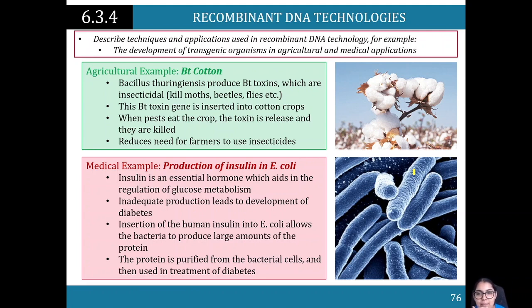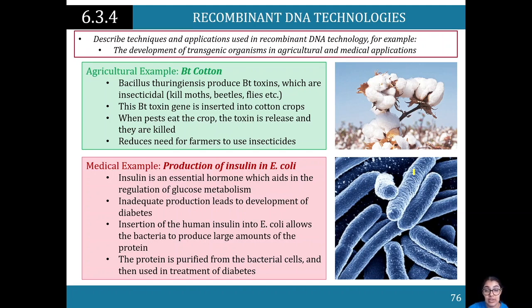Bt cotton, so basically the Bacillus thuringiensis produces Bt toxins, which are insecticidal, so they kill moths, beetles. And what we have done is the Bt toxin gene is inserted into cotton crops, because when pests eat the crop, the toxin is released and the pest is killed, and that reduces the need for farmers to actually use insecticides.